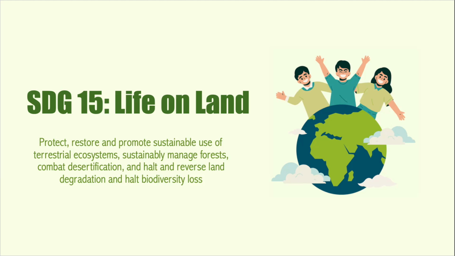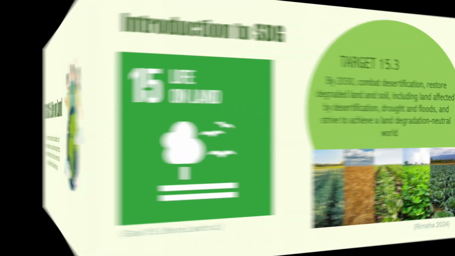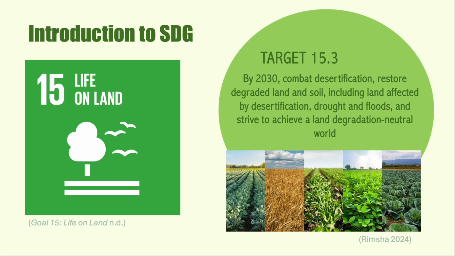The United Nations Sustainable Development Goals is a universal framework designed to address pressing global challenges related to human development, environmental stability, and planetary health. SDG 15, Life on Land, emphasises the conservation, restoration, and sustainable management of terrestrial ecosystems, recognising their critical role in supporting biodiversity, mitigating climate change, and sustaining human livelihoods.